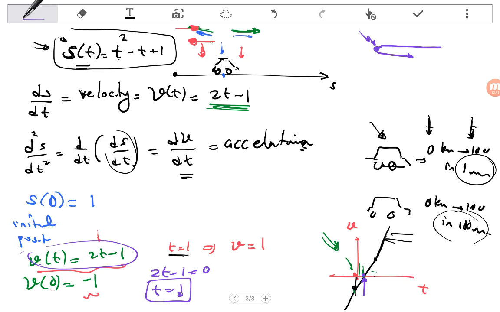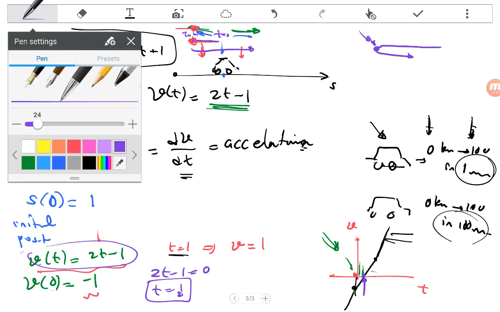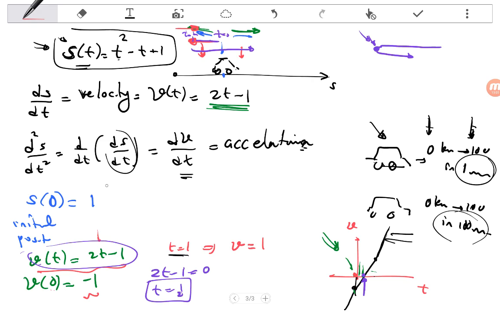Then I can describe the movement of this car. At time 0, it will go in this direction until time is equal to half. Then it will change its direction again. Now, if I need to find the acceleration of this car, what is it? dv by dt will be 2. Yes, it will be exactly positive 2. So the acceleration is positive 2.